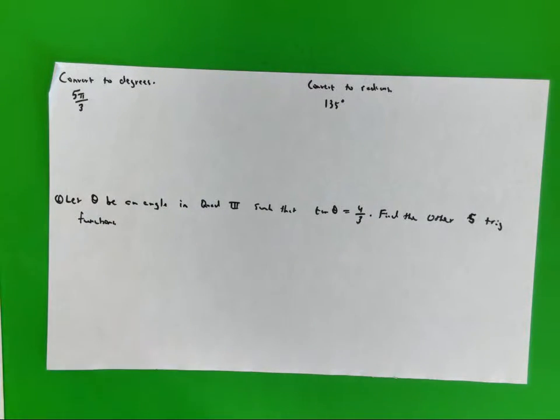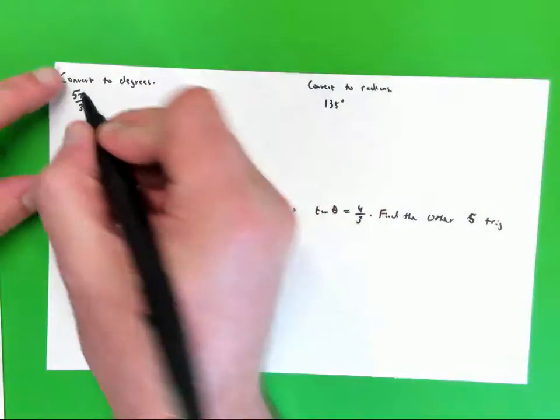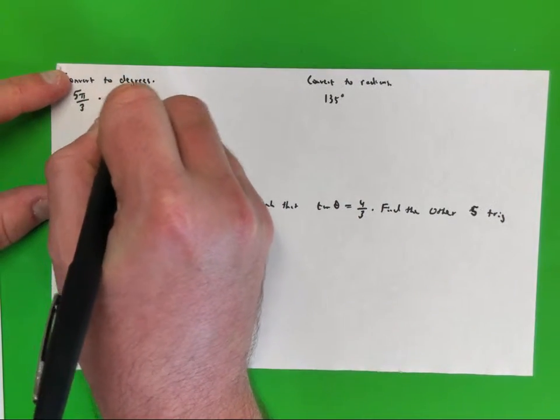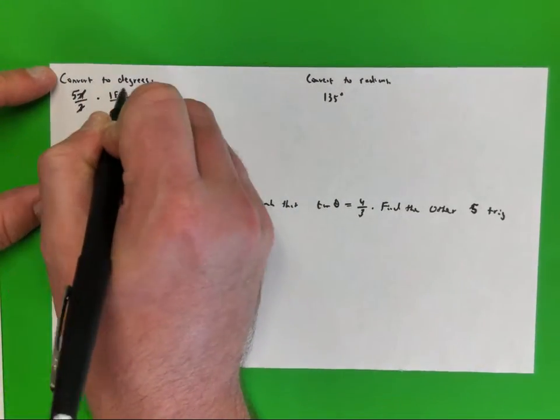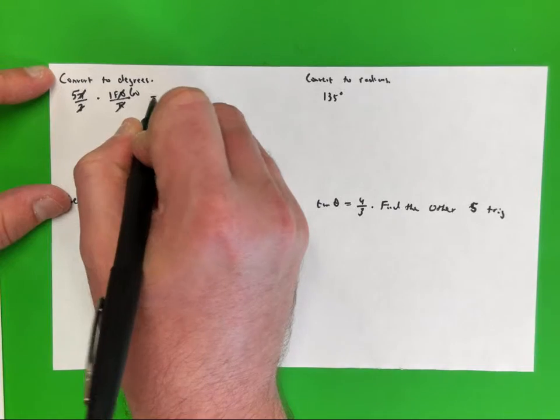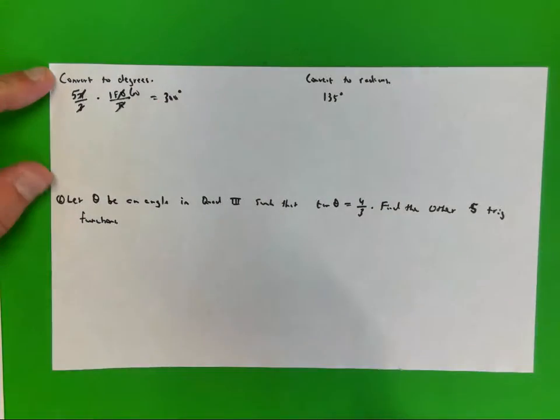5 pi over 3. I want to get that to degrees. So what do I need to disappear from this problem? Pi. Very good. So I need to multiply that by what? 180 over pi. So what happens to these pi's right here? Okay, and 3 goes in 180 60 times. 60 times 5 is 300 degrees.